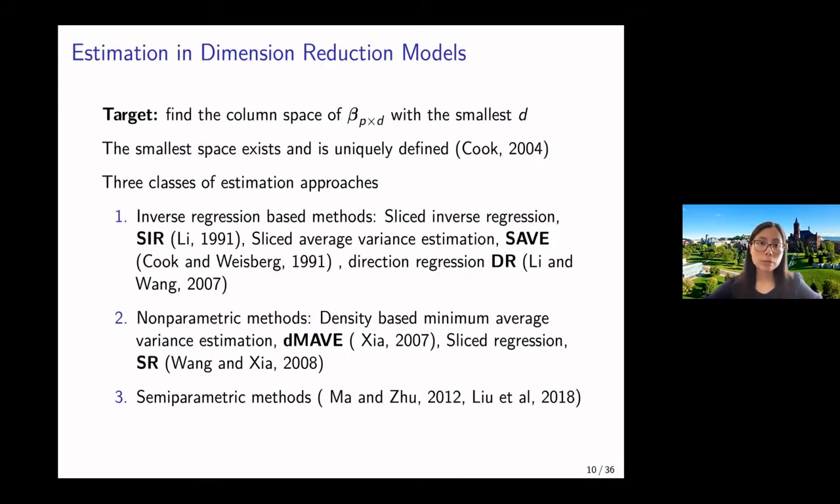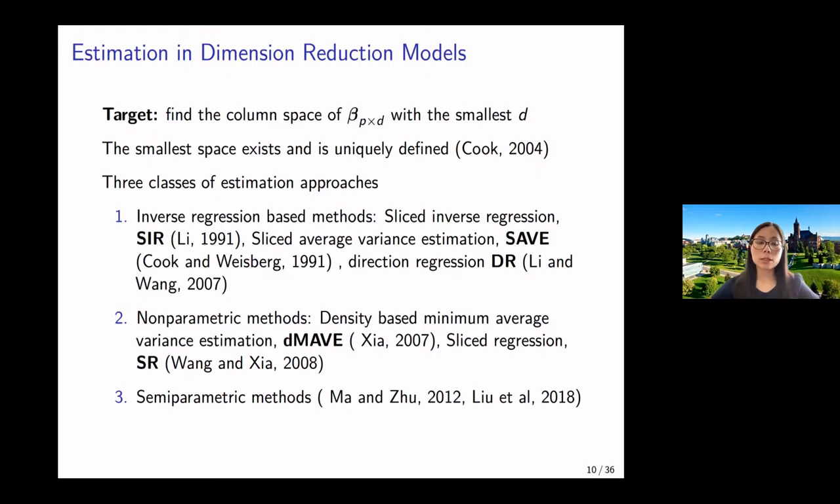Now let's talk about the estimation in the dimension reduction model. Like I said in the previous slides, our goal is to estimate the central subspace, which is spanned by this beta matrix. The dimension of this beta is p by d, with the smallest d. This smallest d gives the smallest space in this high dimensional structure, and this d is uniquely identified and it exists, according to Cook's literature in 2004.